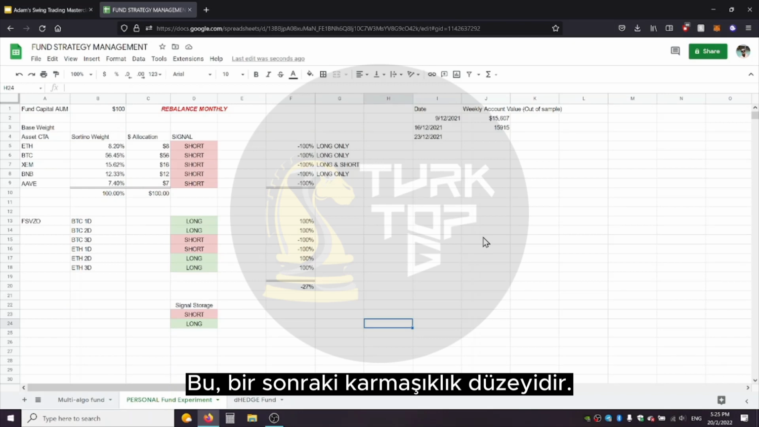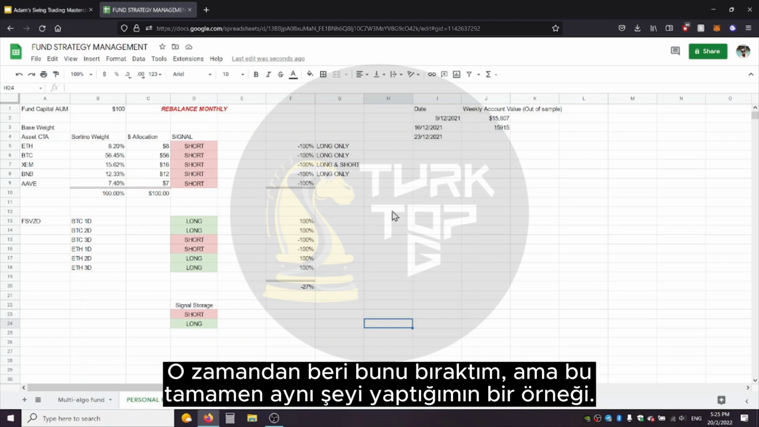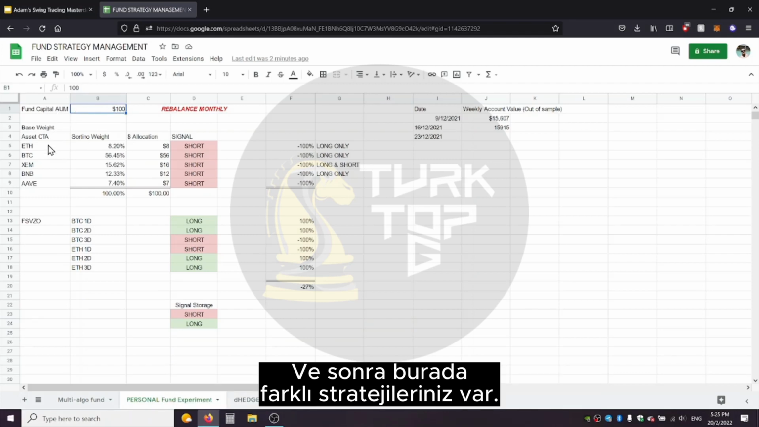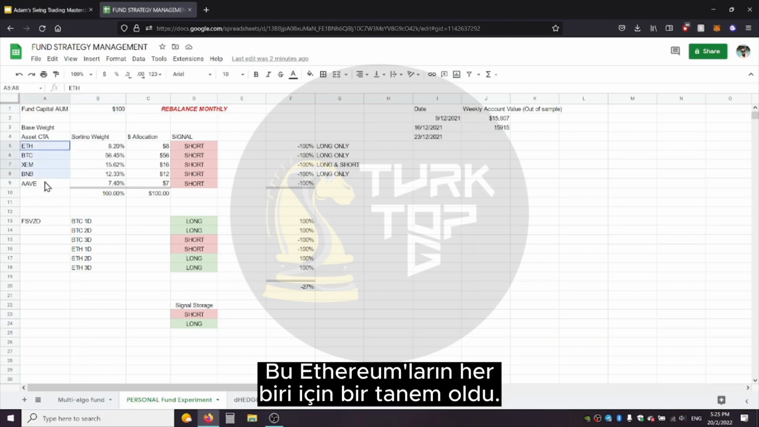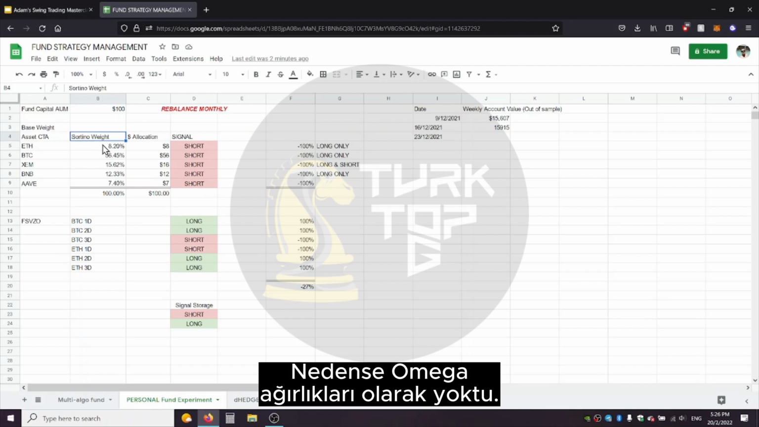This is the next level of complexity. This is one that I was using a couple of months ago. I've since abandoned this, but it's an example of me doing the exact same thing. Capital, ORM, assets under management, and then you've got the different strategies here. I had one for each of these: Ethereum, Bitcoin, NEM, BNB, Aave, and I had the Sortino weights managed for this one. Didn't have them as omega weights for some reason.